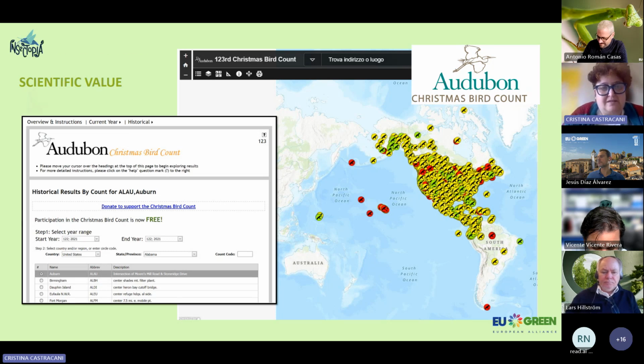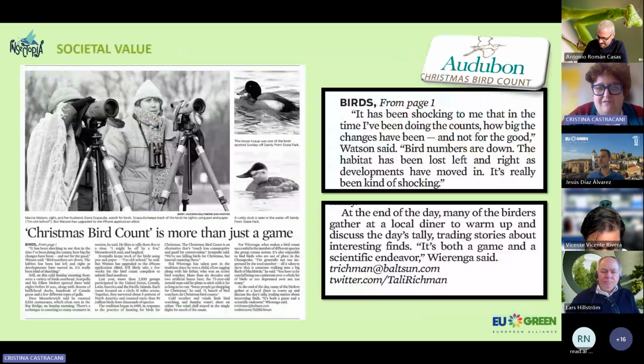But this project also has a very strong social value. Here you can see an article from a newspaper where one of the volunteers was interviewed. She is Marsha Watson, on the right of the picture, and on the left there is her husband.